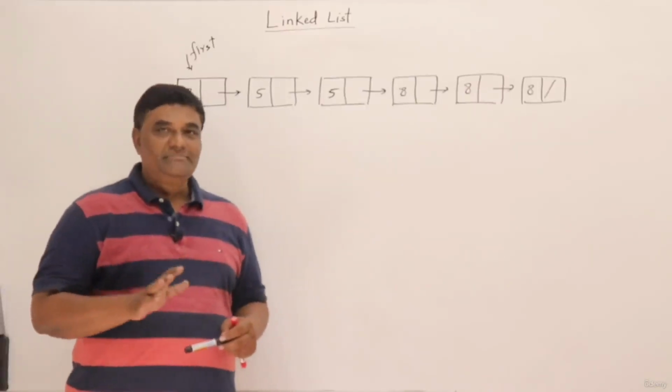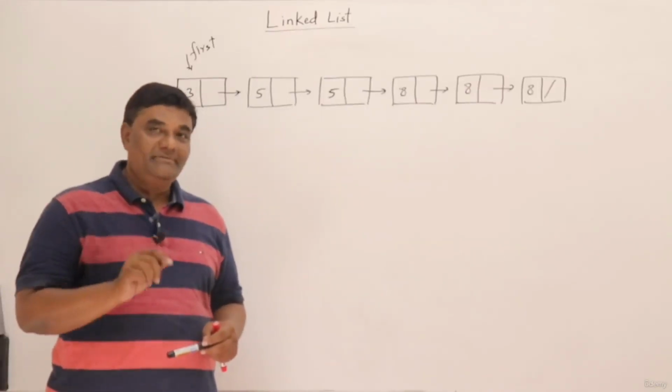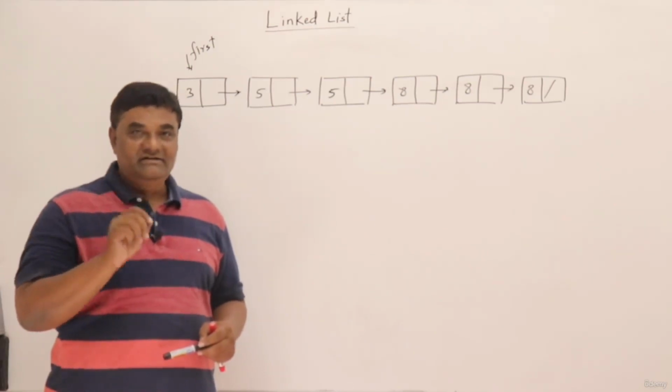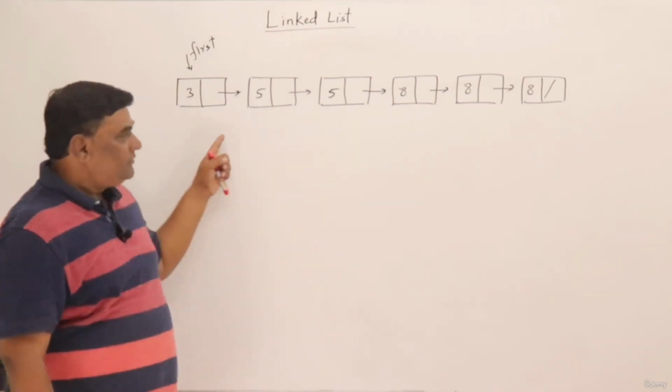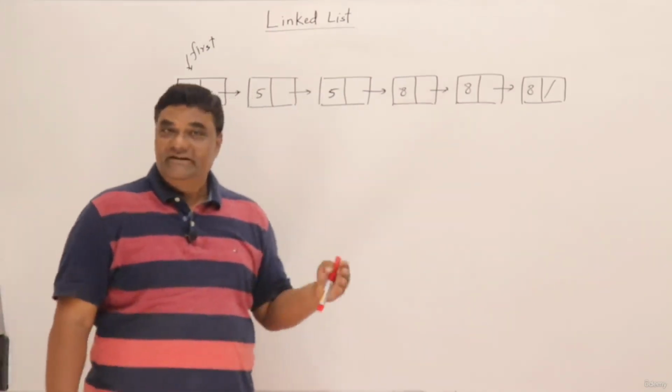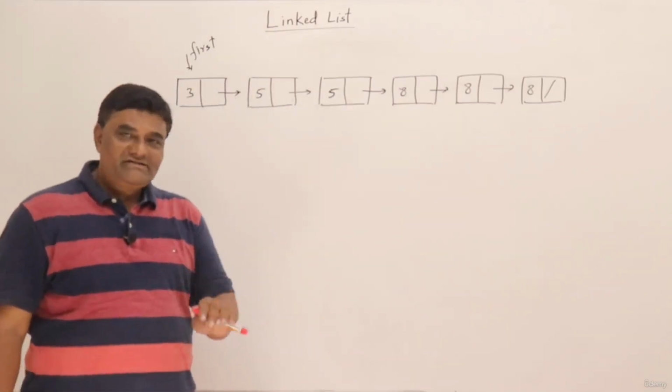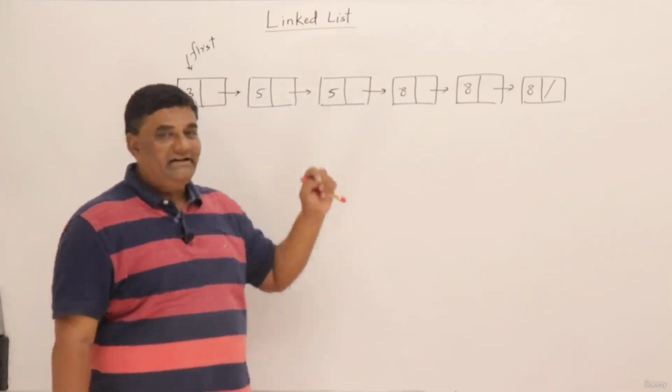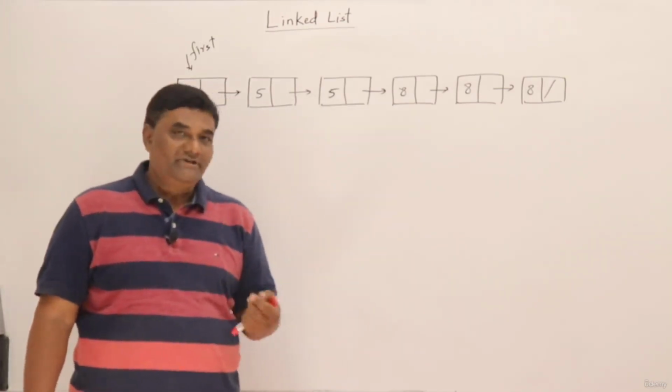In this video, we will see the procedure for removing duplicate elements from a sorted linked list. Here is an example of a sorted linked list. The elements are 3, 5, 5, 8, 8, 8. So there are duplicate elements. If you take only distinct elements, that is 3, 5 and 8, so we want to remove duplicates.